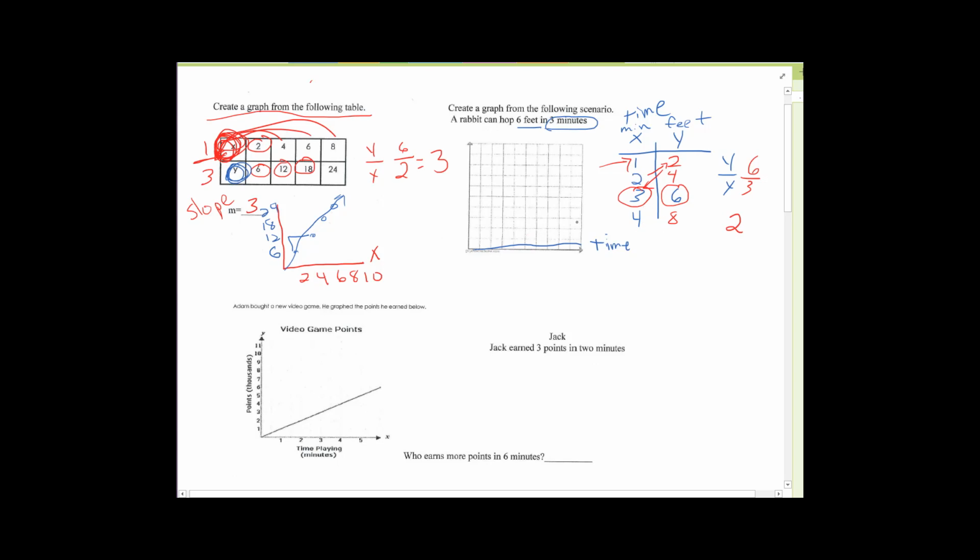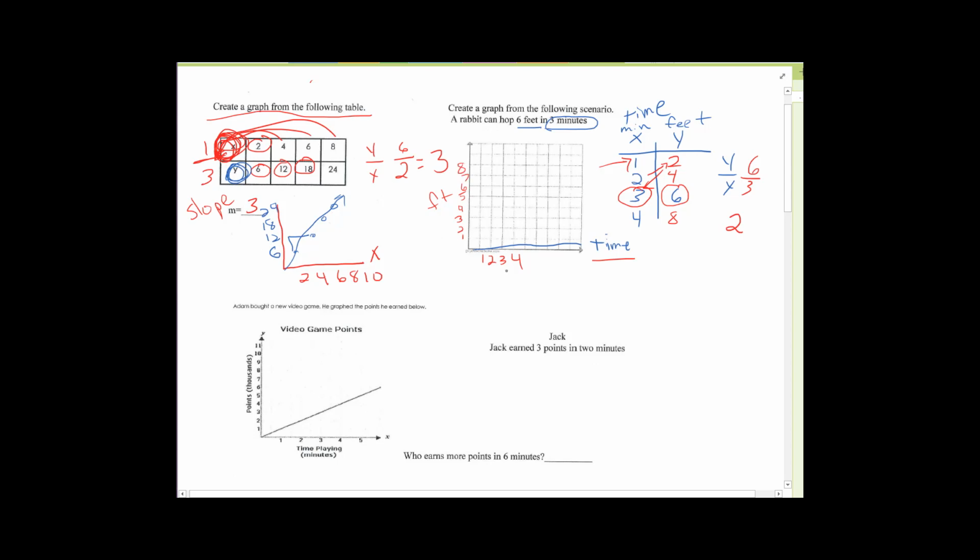Now I'm going to transfer that over here. X always goes on this line, so I'm going to put 1, 2, 3, 4. And then Y is over here. This is going to be my feet, and this is going to be my time, as I labeled. So feet, we're going up by 2's. I tell you what, I'll just go by 1. 1, 2, 3, 4, 5, 6, 7, 8.